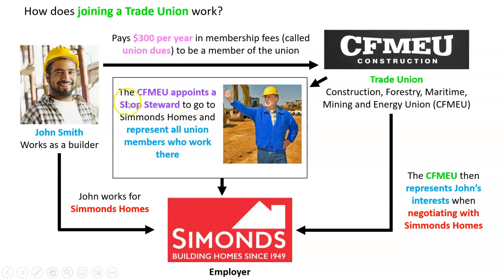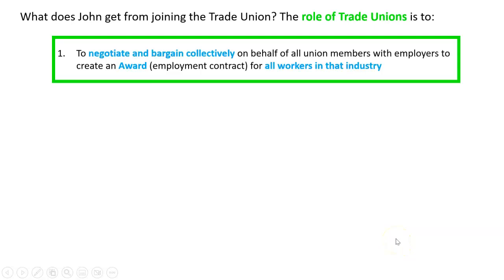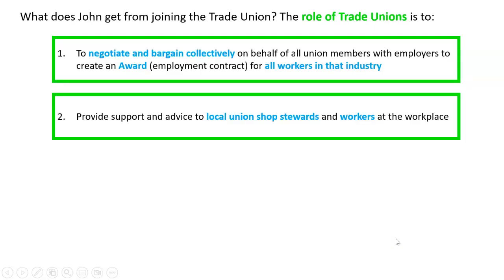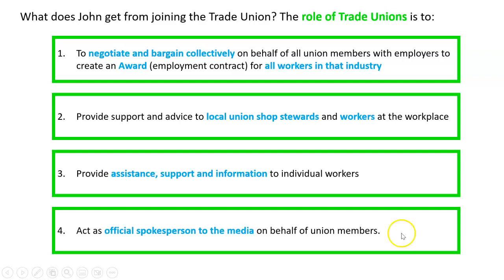So if John Smith's got a problem, he can talk to his shop steward, and then the shop steward can go back to union head office, and then the union can negotiate with Simmons Homes, and now John Smith has a lot more power, all for his $300 per year, than if he had to negotiate with his employer on his own. So if we could summarise what unions do, what does John get? The role is four things. And we'll do these four things here. So let's go through them one at a time.